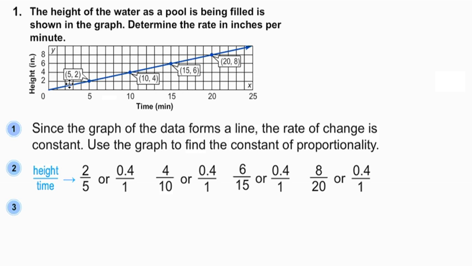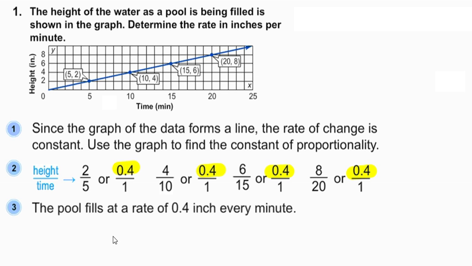So 2 divided by 5, 4 divided by 10, 6 divided by 15, and 8 divided by 20. And all of these times I get 0.4. That's 0.4, 0.4, 0.4, 0.4. So that would mean that my constant of proportionality, or my direct variation, is going to be 0.4. So the pool fills at a rate of 0.4 inches every single minute.